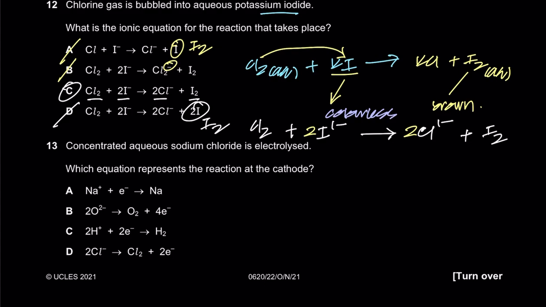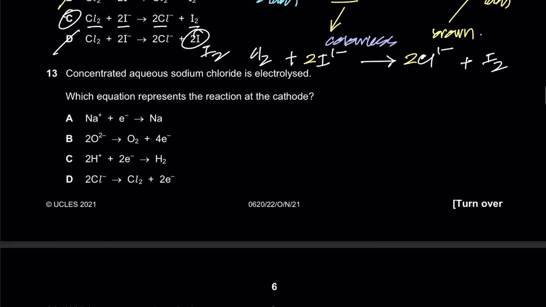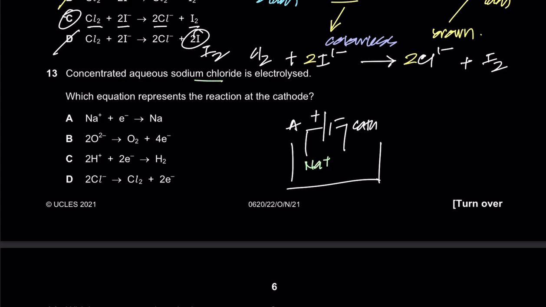Done? Okay. Concentrated aqueous solution of sodium chloride is electrolyzed. Which equation represents the reaction at the cathode? Hey dude, we know this. The cathode is the negative electrode. That's the cathode, and that's the anode. What do you have? You have sodium chloride, so sodium ions, chloride ions, and obviously because it's aqueous, you have the H plus ion and the OH minus ion. Between the sodium ion and the hydrogen ion, which is going to win the race? The hydrogen ion obviously wins the race. So two hydrogen ions go together, they gain 2 electrons and become H2 gas.